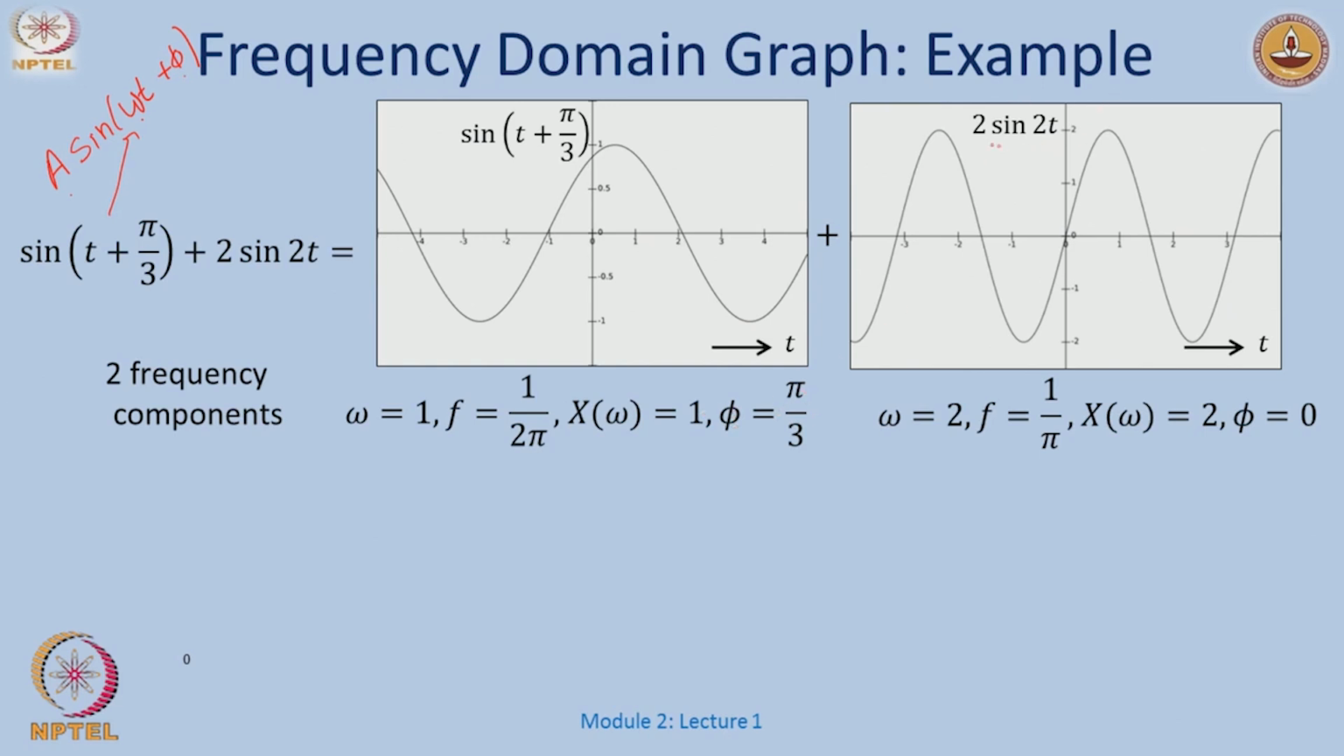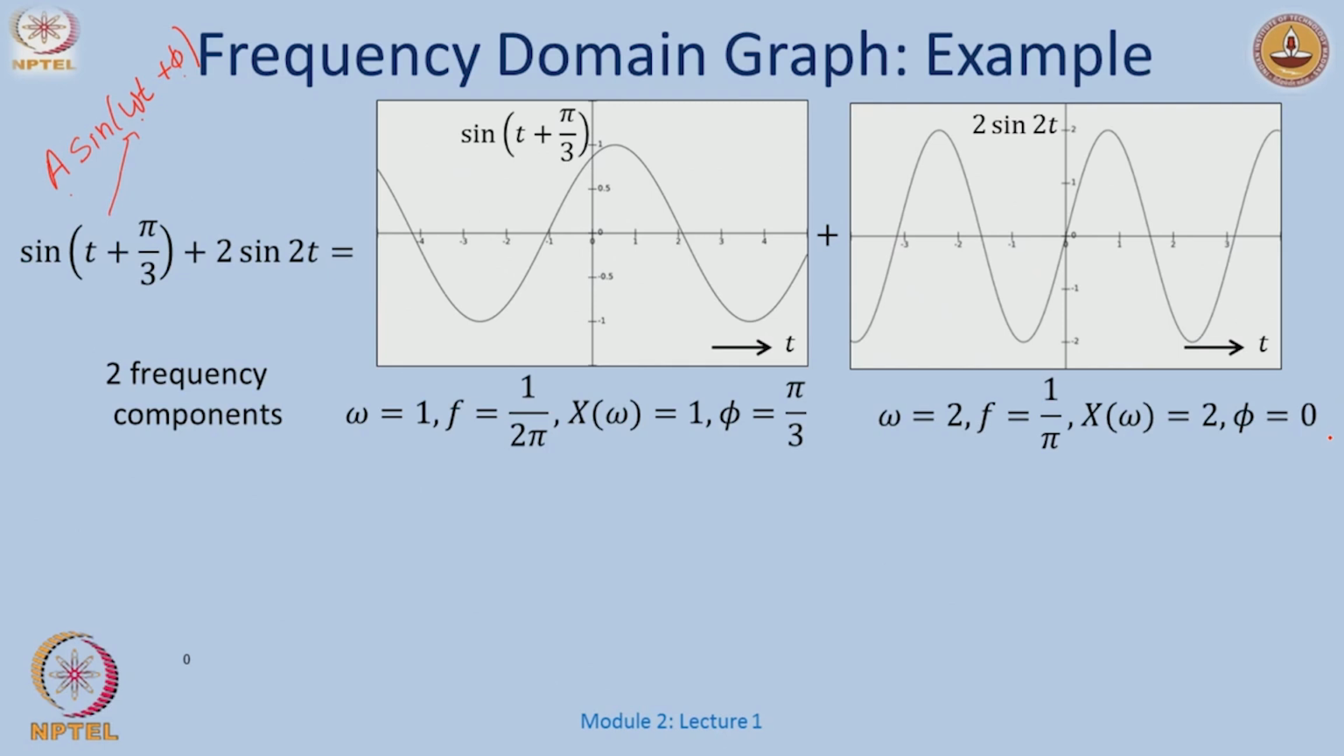Now, look at the second signal, 2 sin 2t. Here omega would be 2, so the frequency would be 1 over pi. Even its time period is half that of the first signal. The magnitude is 2 and there is no phase shift.